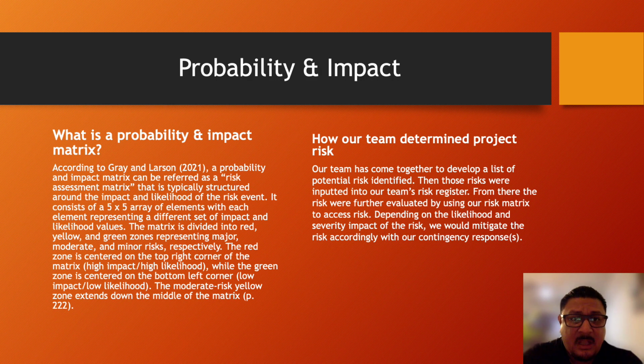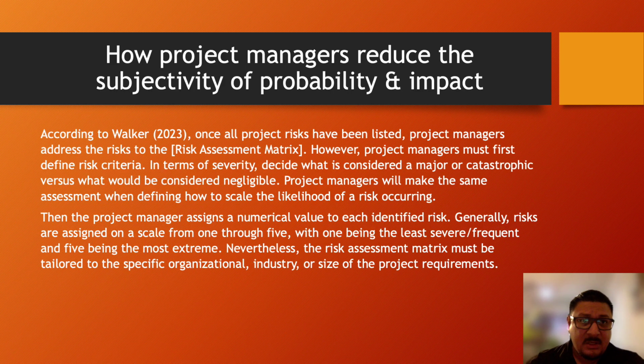Now, how did our team determine project risks? Well, our team came together to develop a list of potential risks identified. Then those risks were inputted into our team's risk register. From there, the risks were further evaluated by using our risk matrix to assess the risk. Depending on the likelihood and severity impact of the risk, we will mitigate the risk accordingly with our contingency responses.